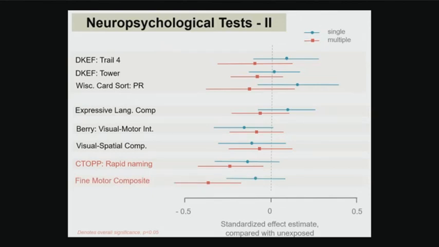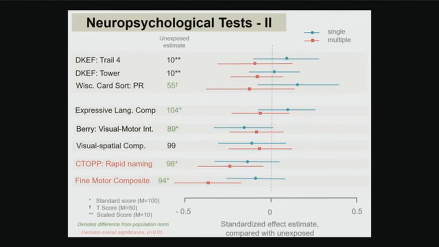If you look at a composite of fine motor, which was grooved pegboard and the Berry test, you can see that, again, there's a significant decrease in kids who were multiply exposed to anesthesia. They're a little more clumsy, if you will. It's not a huge effect, right? Looking at about 0.38 or so for a standardized effect estimate of differences, but significant.